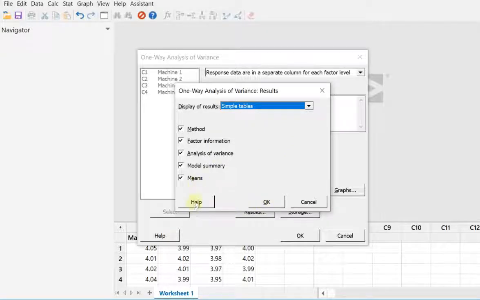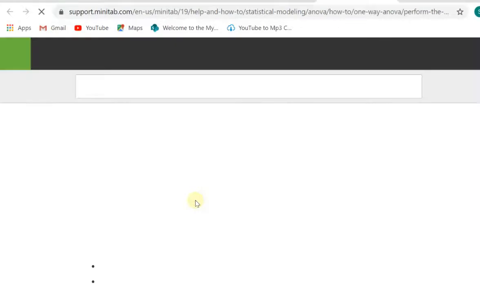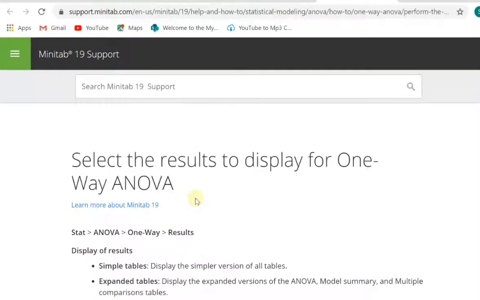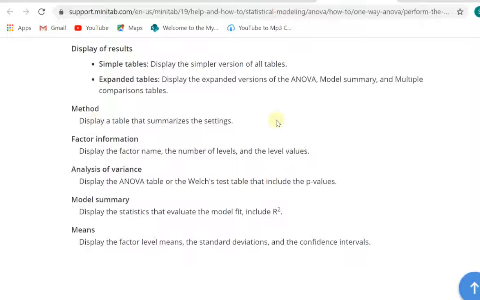If you need help with any of these, by the way, click on Help and it actually takes you outside. Maybe I shouldn't have done that, but that's okay. So there you go. It goes into that help. This is actually Minitab Help. On any of the procedures, if you hit the Help button, that's what's going to happen. It takes you to the actual Minitab site and it helps you with that procedure. There you go. Methods, this is what it will do.